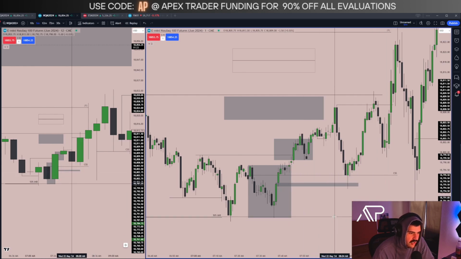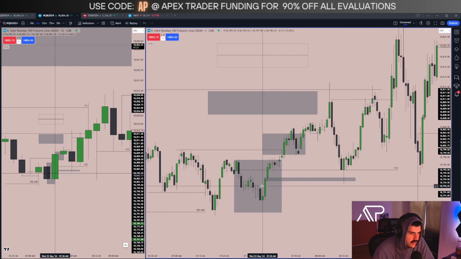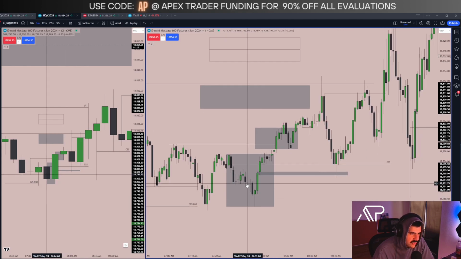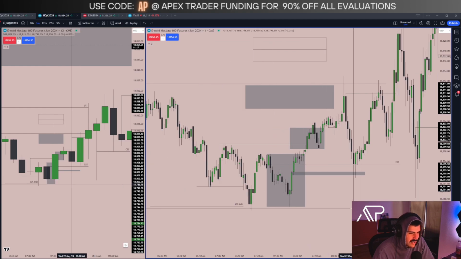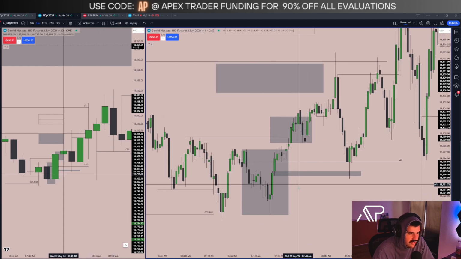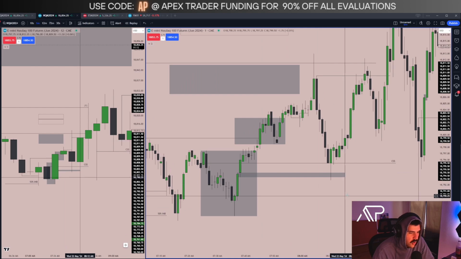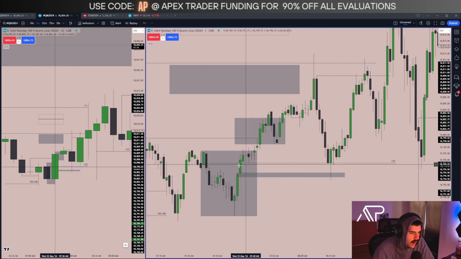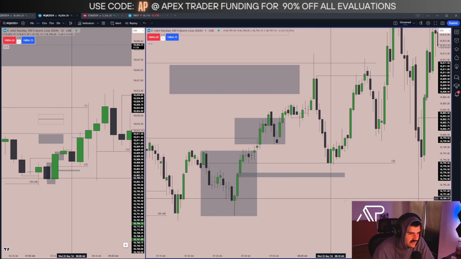Let me drag this over a little bit. A nice, beautiful double imbalance with a fractal resting right there. We have this fractal right here, which I'm not expecting to be reached because of these double imbalances, but we can already narrow down a POI within that 12 minute because of these imbalances and this fractal right here.